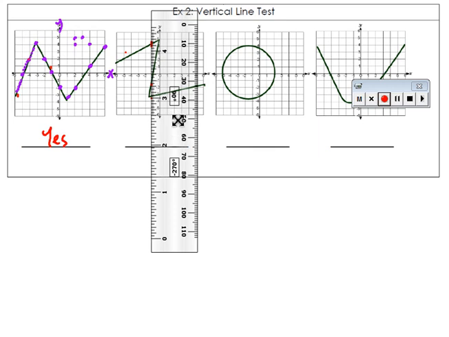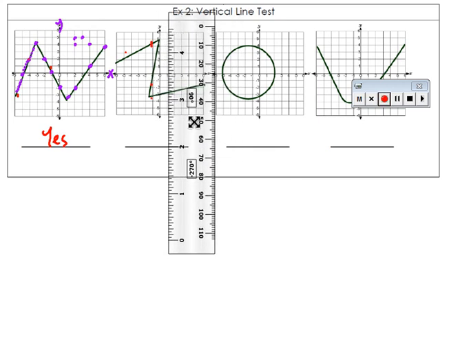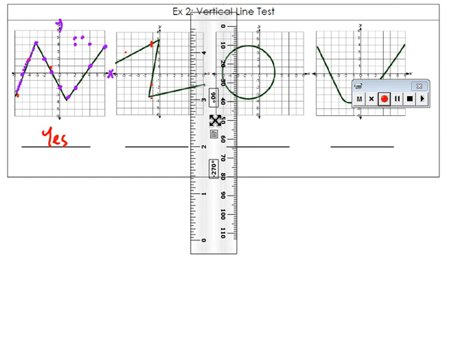It doesn't matter whether the rest of the graph was nice and 1 point. As long as we see at least one area where we have more than one point touching the vertical line, then it's not a function.